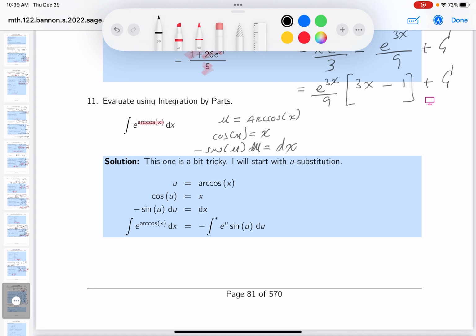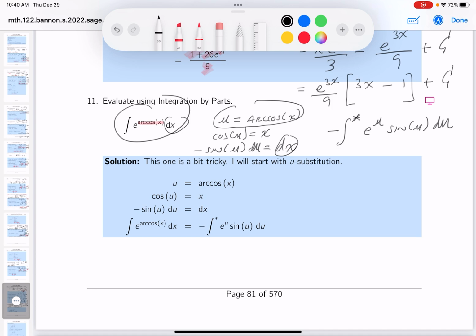So what I want to do is I want to rewrite this integral using that substitution. I'll put a little star over here indicating that we're probably going to have to go back and take care of that later. So it's going to be e to the u. That's this part right over here. And then the dx is going to be minus sine u du.